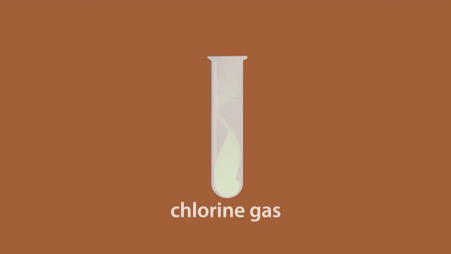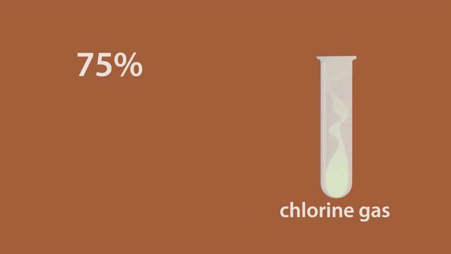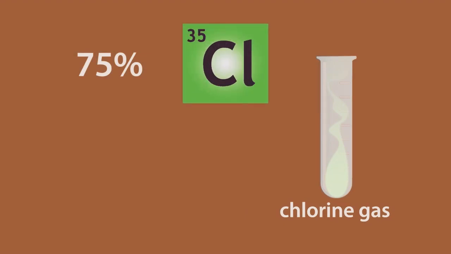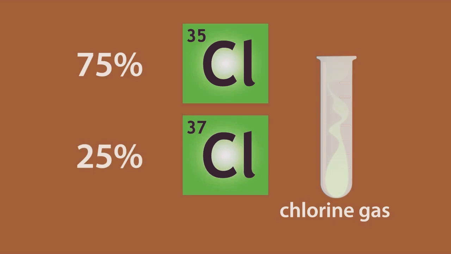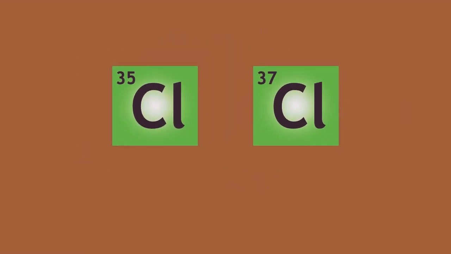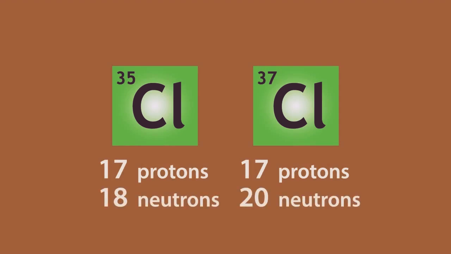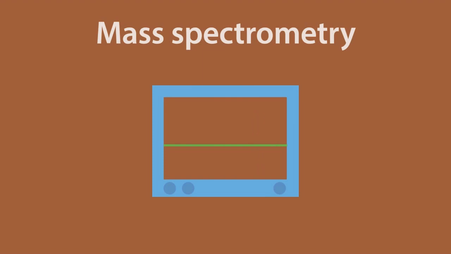of chlorine gas, we can estimate that 75% of the atoms would be chlorine-35 and the remaining 25% would be chlorine-37. These different forms of an element are known as isotopes. All isotopes of an element have the same number of protons, but a slightly different number of neutrons. This concept of isotopes was actually discovered using an analytical technique known as mass spectrometry.